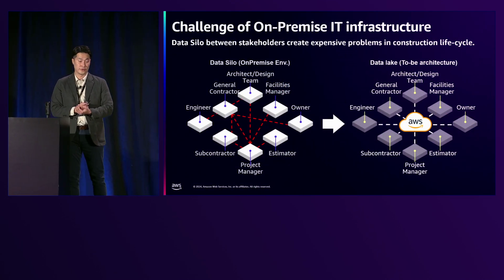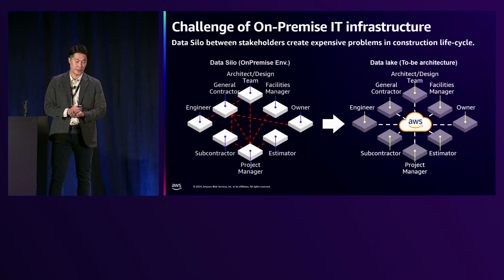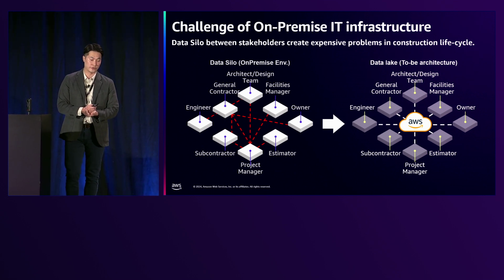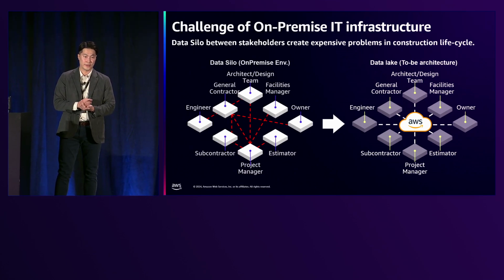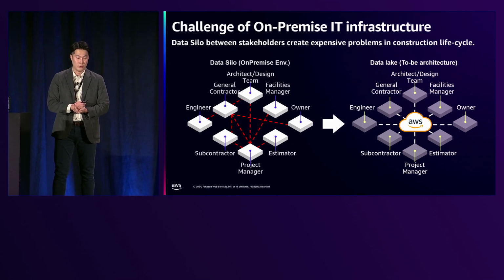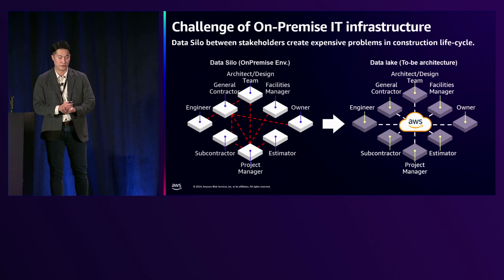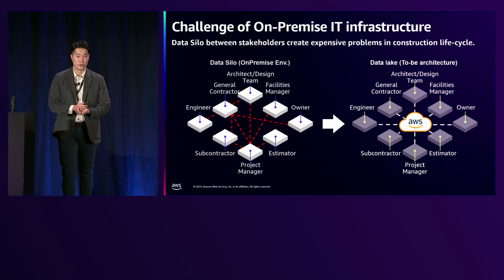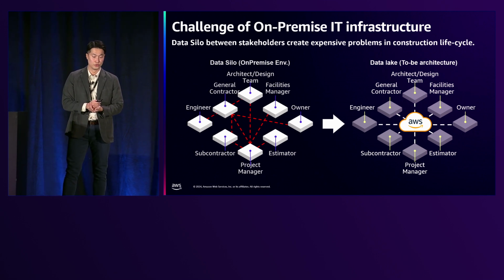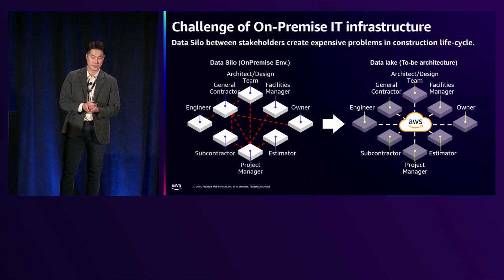Samsung has traditionally used an on-premise IT system to manage design and construction. However, data silos between different stakeholders often occurred, leading to costly issues during the construction process. To solve this problem, a new approach was introduced using AWS cloud technology with a data lake concept. Regarding this, our project leader, Chang-hee Park, will explain the technical detail using AWS cloud.